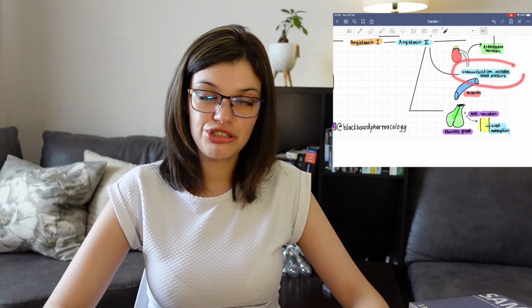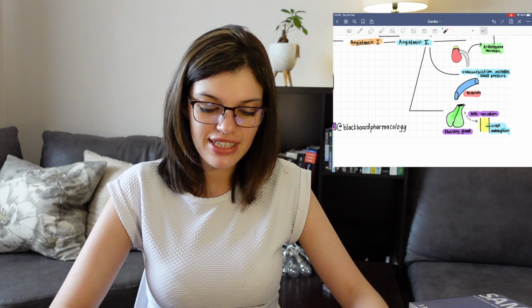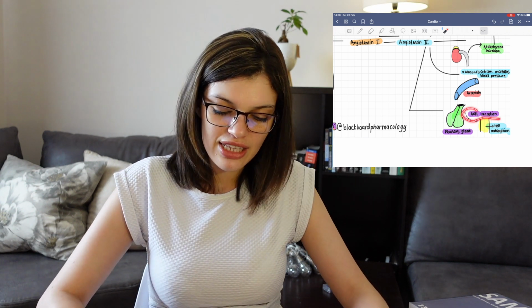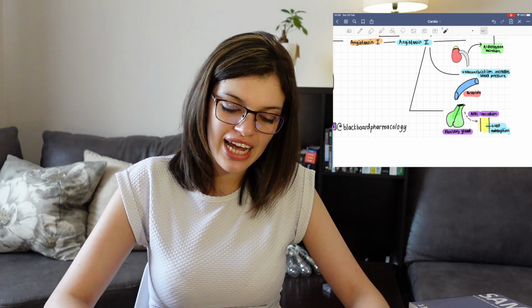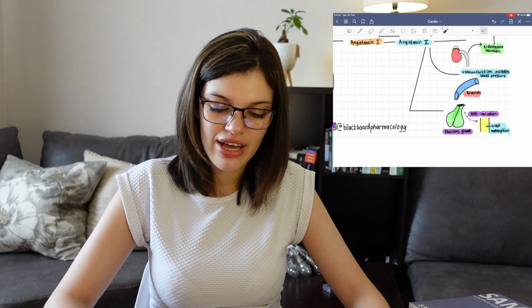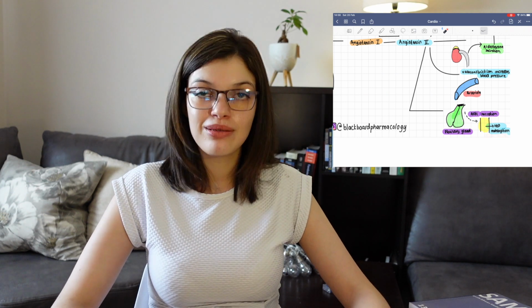Then vasoconstriction is going to happen in the veins. And then lastly, the pituitary gland is going to cause ADH secretion. It's the anti-diuretic hormone, and water will be reabsorbed.